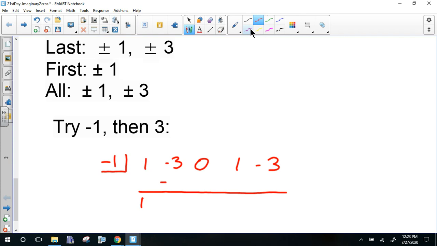1 times -1 is -1. That's a -4. We get a positive 4. We add, we get a -4. We multiply and add, and we get a positive 3. And we add, we get 0. Okay, much better. So -1 is a root. x plus 1 would be a factor.